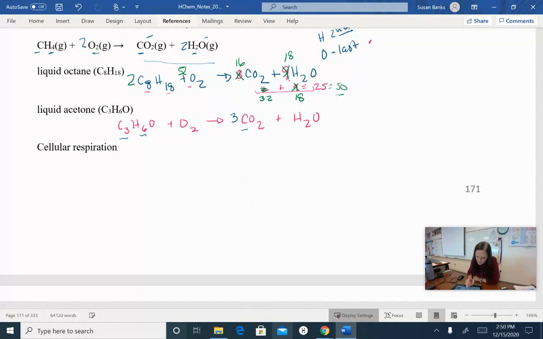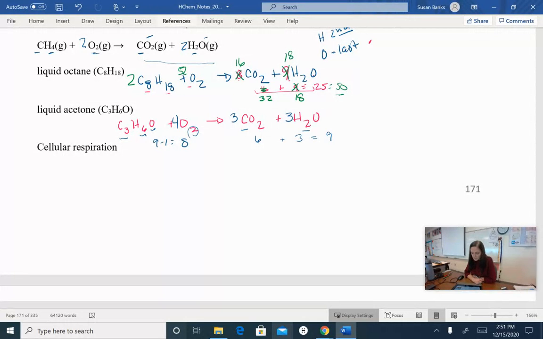And I've got 6 hydrogens, so 6 divided by 2 will be 3, so 3 waters. Okay, so let's look at my oxygens on this side. 3 times 2 gives me 6, plus 3 more gives me 9 total. Okay, I've got 1 here. So let's see, 9 minus 1 equals 8. So 8 divided by 2 is 4. So 4 times 2 is 8, plus 1 is 9. That gives me 9 and 9.